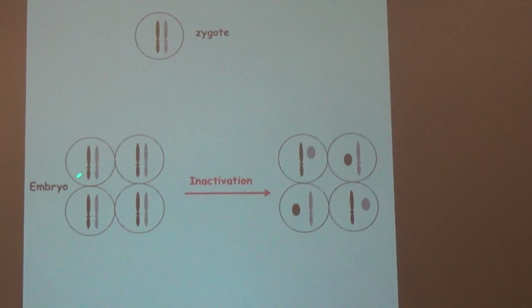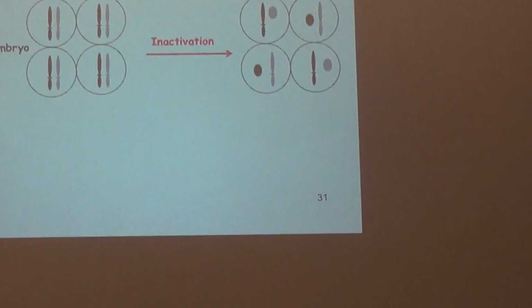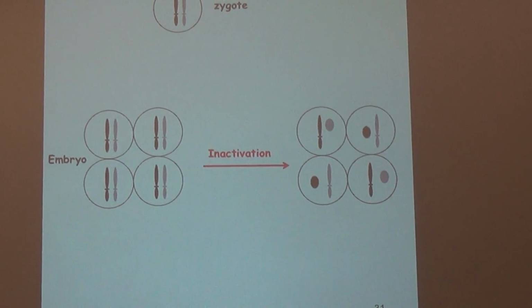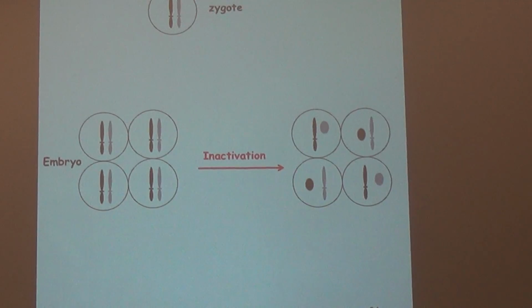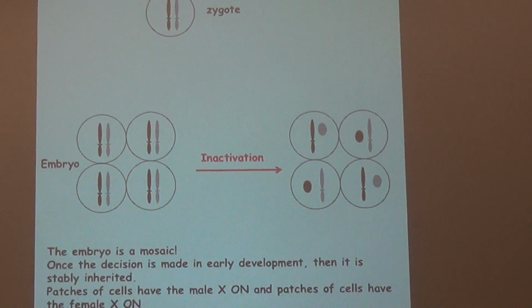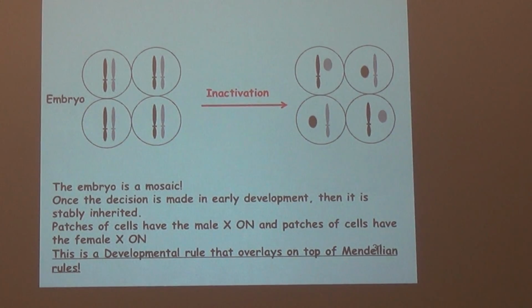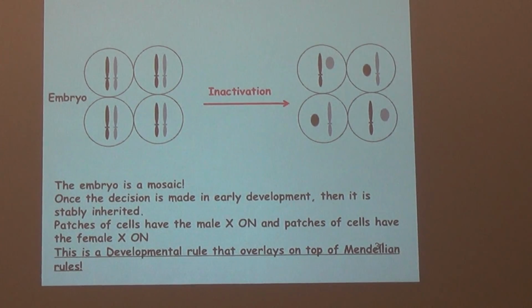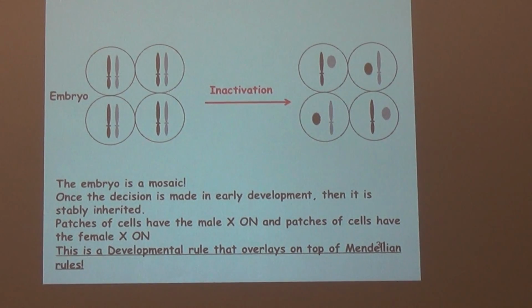And so in this cell, for example, it's the father's X chromosome that gets converted into a Barr body. In this cell here, it's the mother's X chromosome that gets converted into a Barr body. Similarly here, and here again, the father's X. So you have this random inactivation taking place of almost the entire chromosome. And so the embryo really is a mosaic. It's got patches of cells where one X chromosome is active and the other is inactive, but then there are patches of cells where the other is inactive and the first is active.